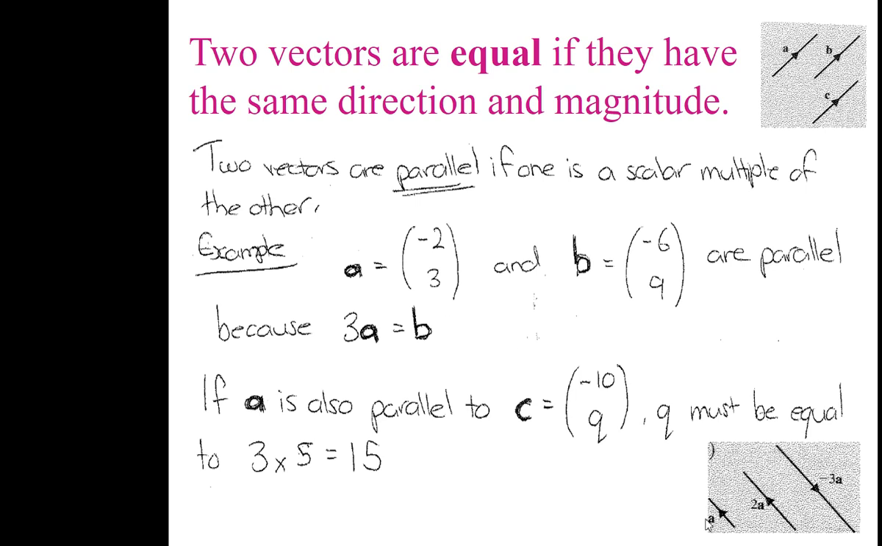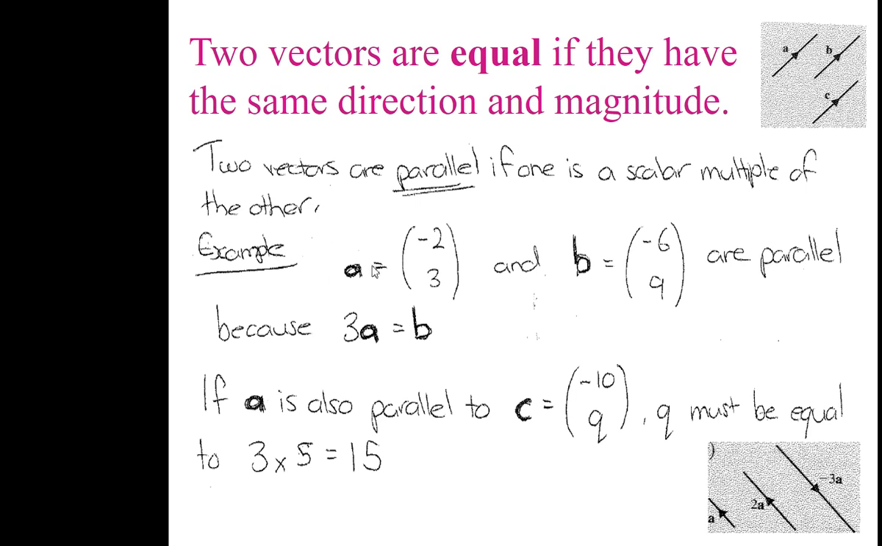So for example, these ones, see we've got A and 2A and minus 3A. So A and 2A are parallel, they're facing the same direction, and this is a scalar multiple of that one because you just need to multiply it by 2 to get it. Multiply this one by 2 and you'll get that one. Multiply this one by negative 3 and you'll get that one. So they're all scalar multiples of each other.